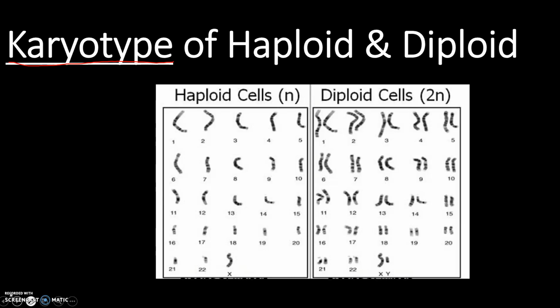There are two cell types that we're going to talk about. There are haploid cells, and we say haploid cells have an N number of chromosomes. And then there's diploid. Diploid cells have a 2N number of chromosomes. If you need help remembering, diploid, the prefix di, means 2. So diploid cells have 2N, or 2 times the number of haploid cells. We'll get more into that in just a second.